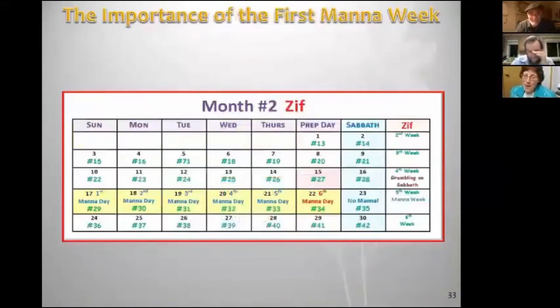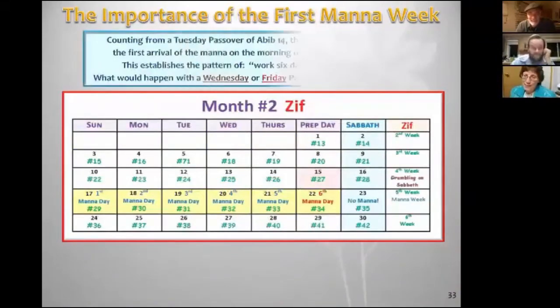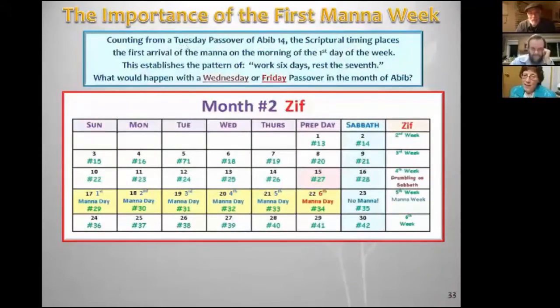The importance of the first manna week is really, really interesting. Remember, we're still in the assumption that Passover was on a Tuesday. When you count from a Tuesday Passover of Abib 14, the scriptural timing places the first arrival of the manna on the morning of the first day of the week, down here on the 17th. This establishes the pattern of work 6 days and rest the 7th. So the manna has to be on the first day of the week, because here's the pattern. You gather 6 days, no gathering on the 7th. That's following the pattern of the creation week.